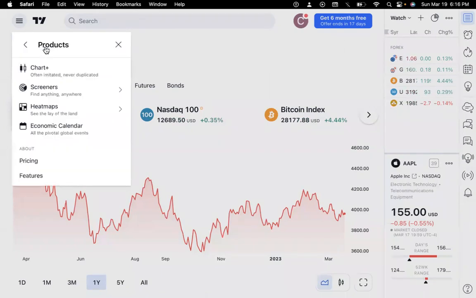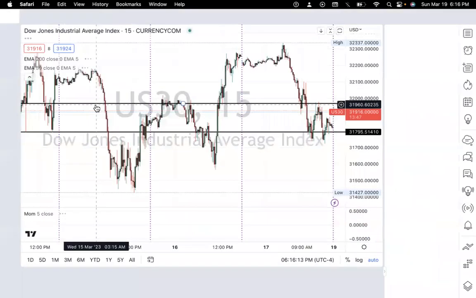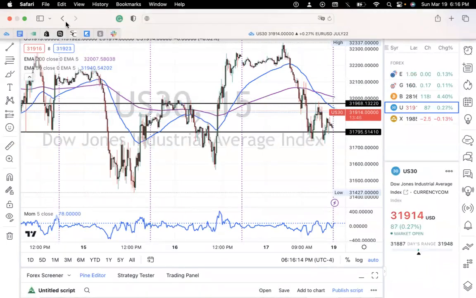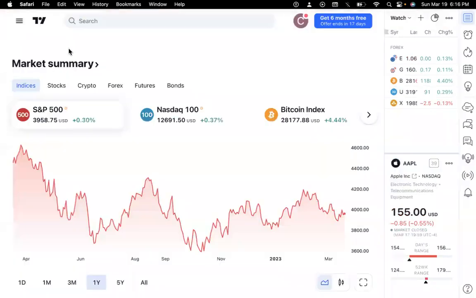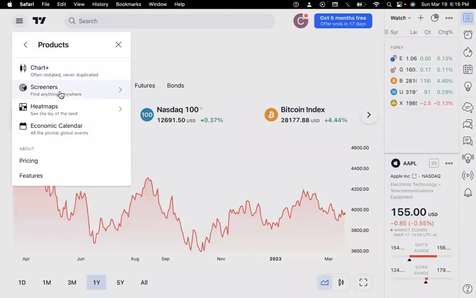So the first tab is the products tab. The products tab will take you to Chart Plus. Chart Plus is typically what we go to. It takes you directly into your chart. That's all Chart Plus is. Nothing special, nothing crazy. The second product is screeners.